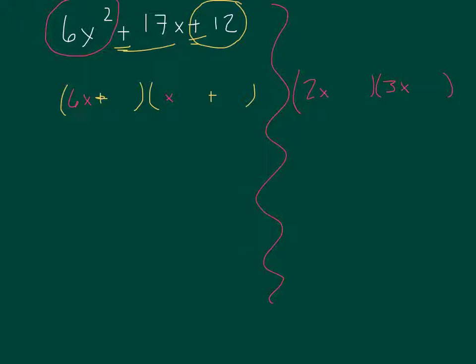So I'm just going to write these now and then talk to you about some of the strategies that people used. To get to 12, I could use 1 and 12, but I also have to remember that I could use 12 and 1. I could have 2 and 6, or 6 and 2, because I'm just thinking about all the ways that I could get to 12 when I multiply. I could also have 3 and 4, or 4 and 3.